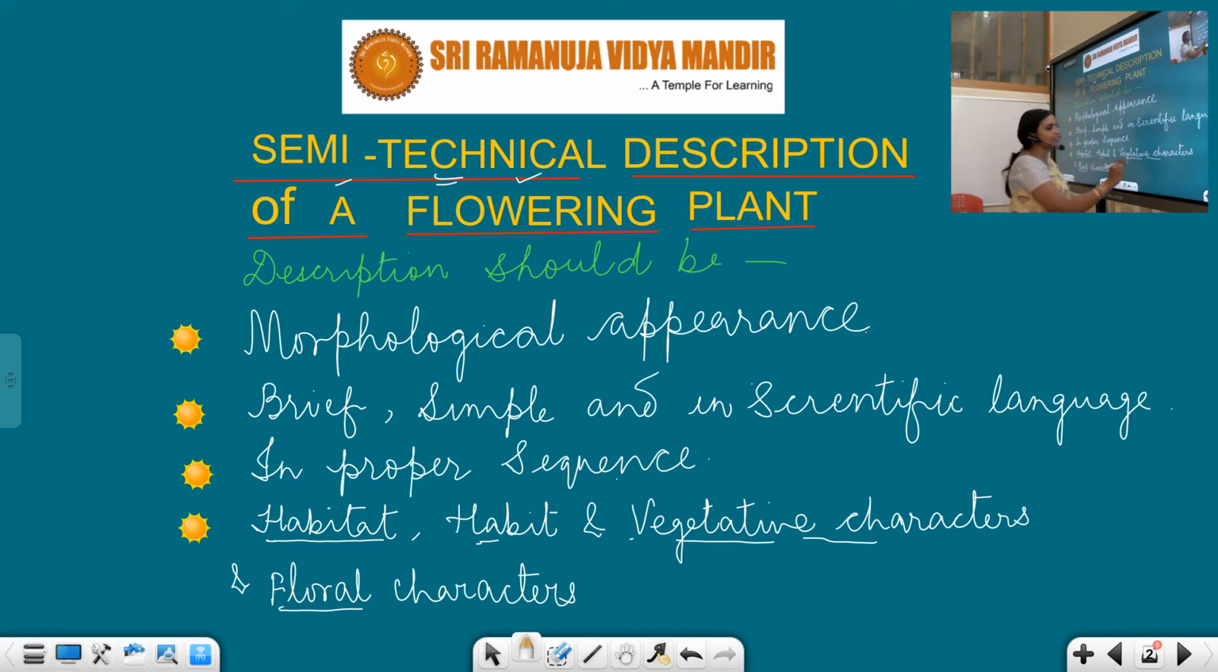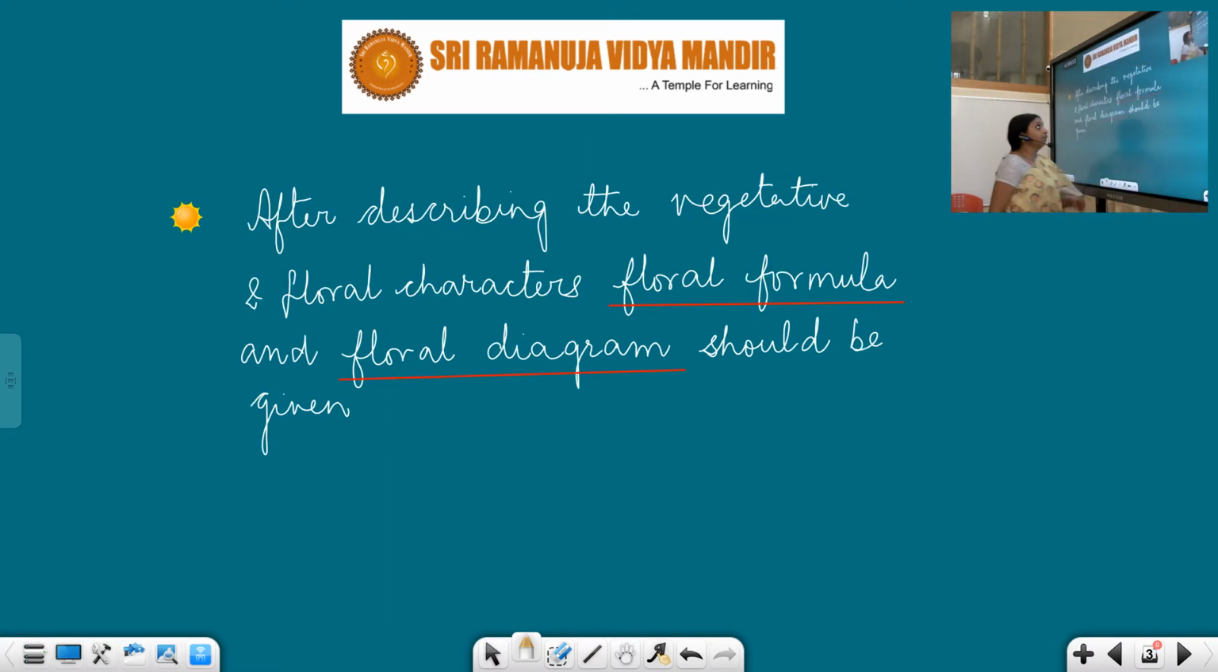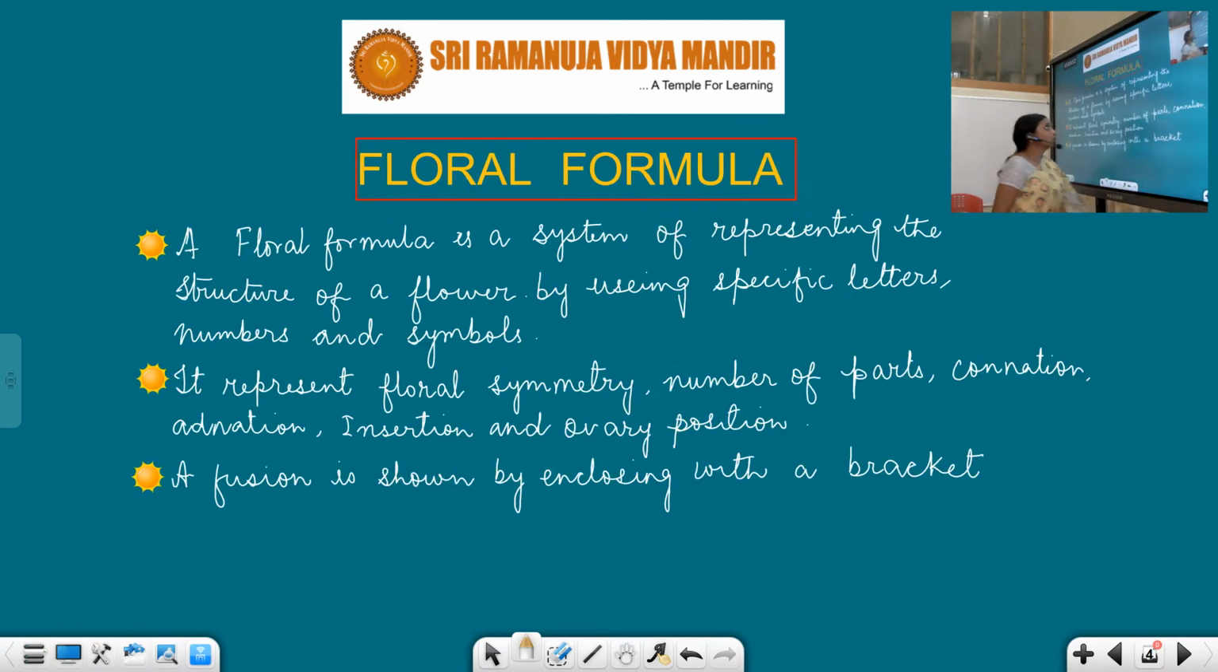After completing the vegetative characters and the floral characters, we have to describe the floral formula and floral diagram. So let's see what a floral formula is and how we write the floral formula of a given twig or flower, and similarly how to draw a floral diagram. Let's see this.